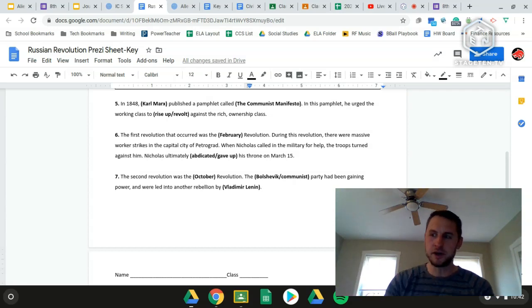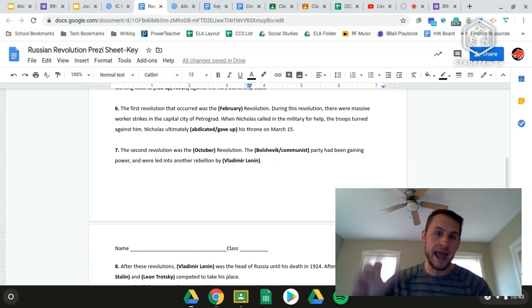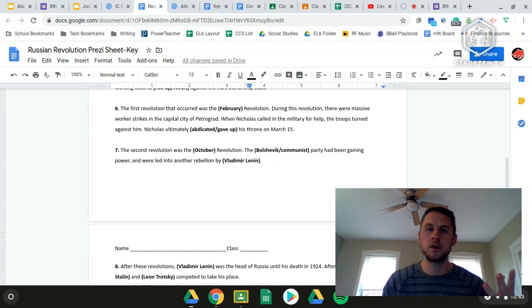So now we jump back into this time in Russia. Number 6, the first revolution was the February Revolution, where there were massive worker strikes in the capital. And when Tsar Nicholas called the military in for help, the troops actually turned against him and joined the strikers. And so Nicholas would abdicate, or give up his throne, on March 15th. So they were successful in getting him out.